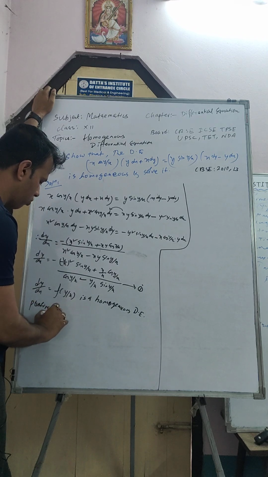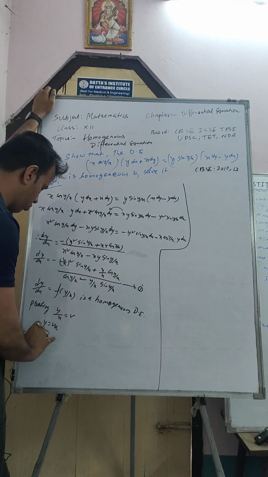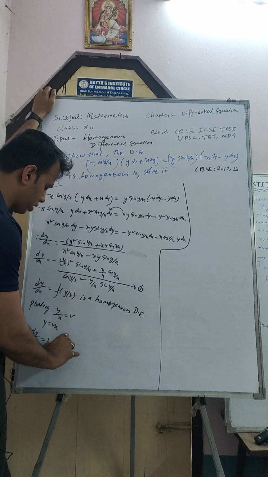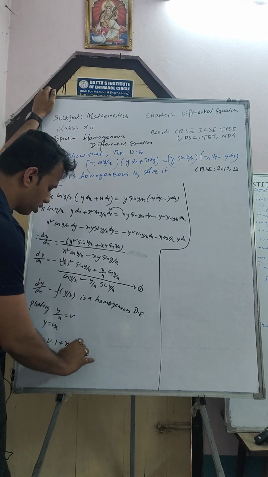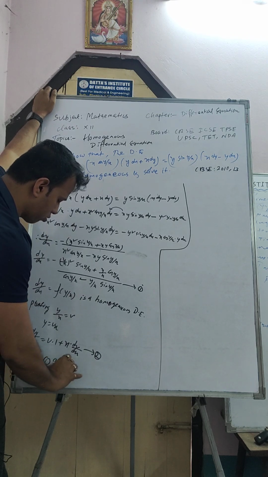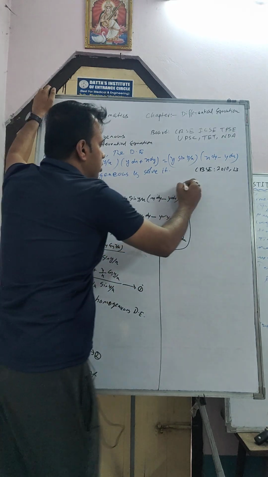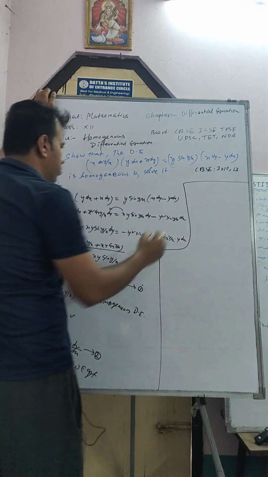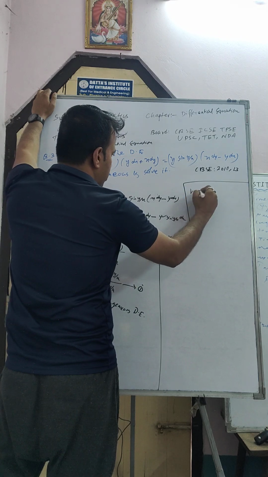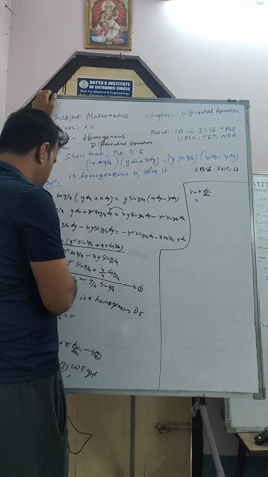Now for solving, putting y by x equal to b, so y equal to bx, so dy by dx will be b into 1 plus x into db by dx. This is equation 2. So from equation 1 and equation 2, what will we get? We get b plus x into db by dx is equal to what?